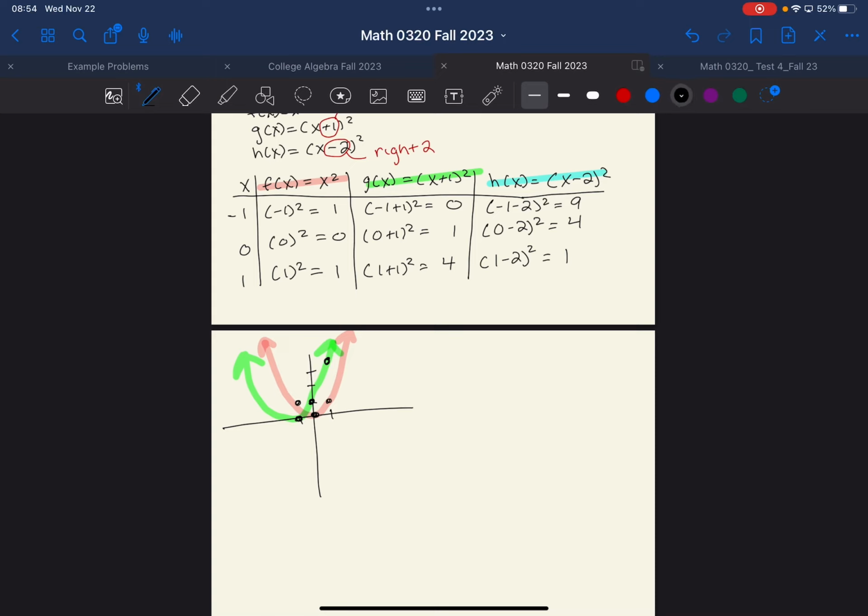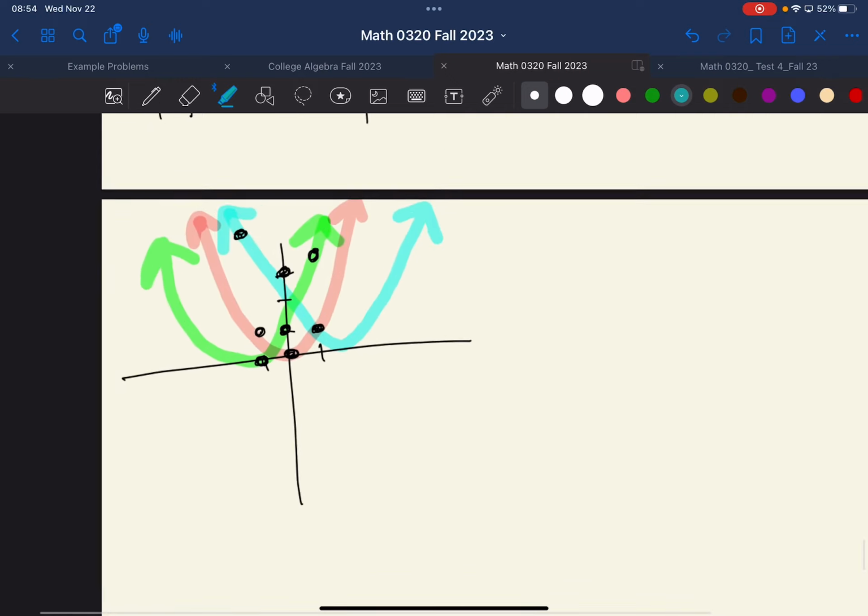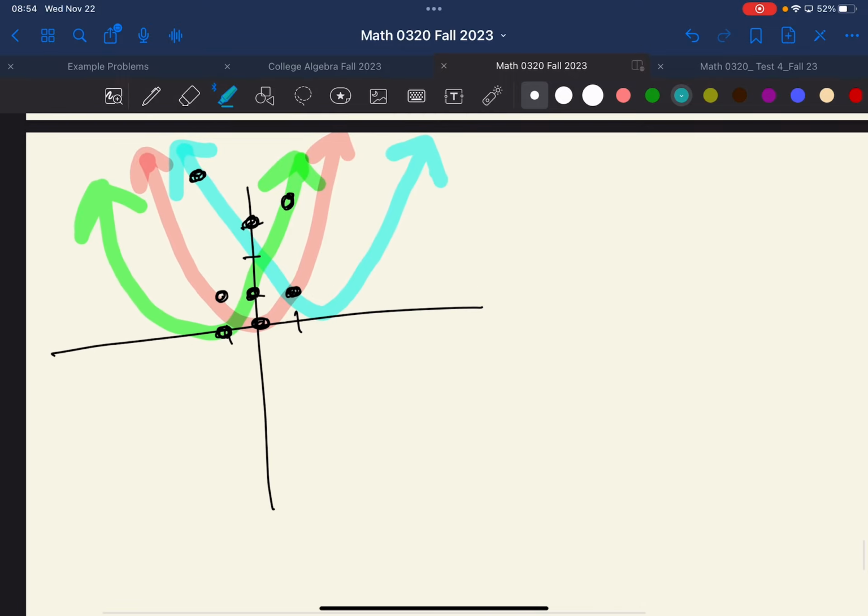Now, lastly, plotting h of x, we have -1, so -1, 9, I'm just going to say is way up here. 0, 4, and then 1, 1. So again, I know that my parabola is symmetric, so I know it's going to have that other side of the curve going the other direction. So here it shows me that I am going to the right 2 compared to my parent function.